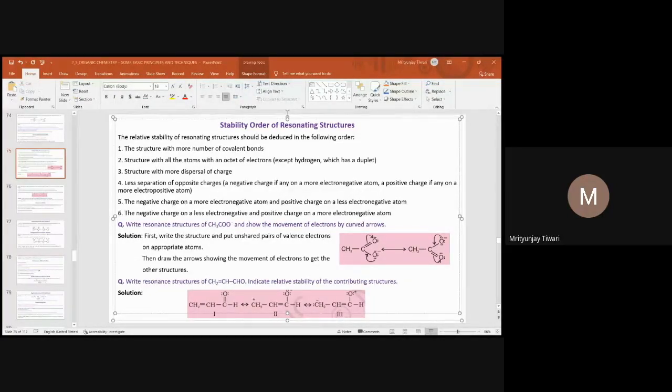So whatever I have discussed just now to find out the relative stability of these resonance structures and also their contributions, the same thing, the answer is given here. You can read it out.